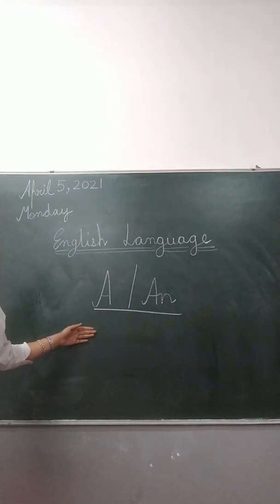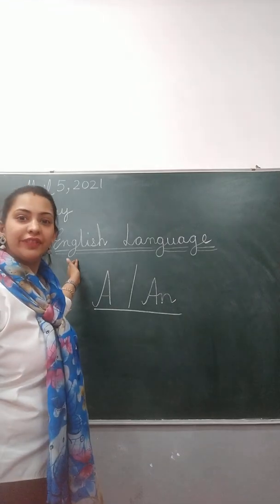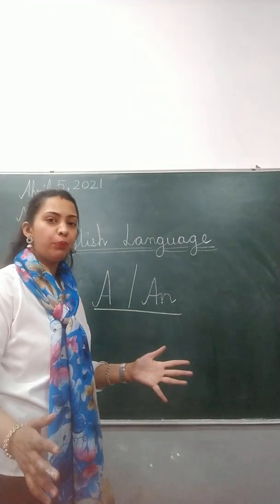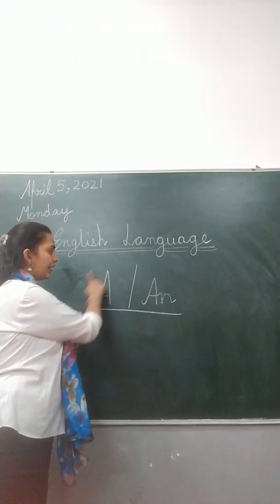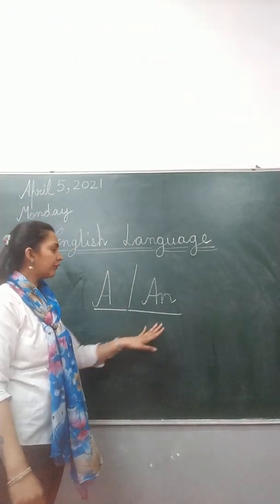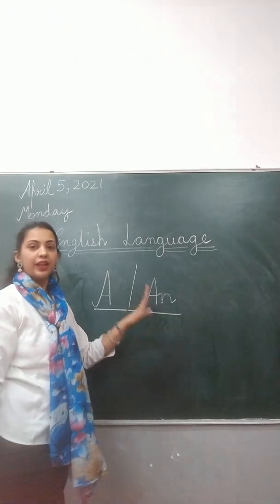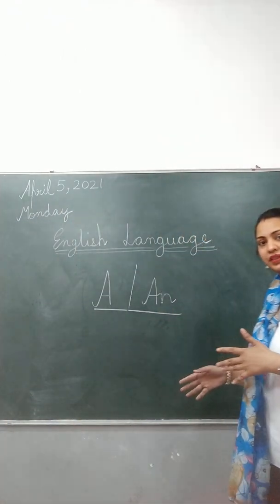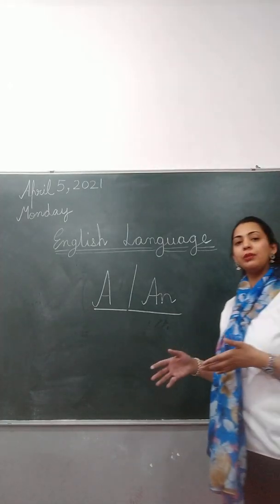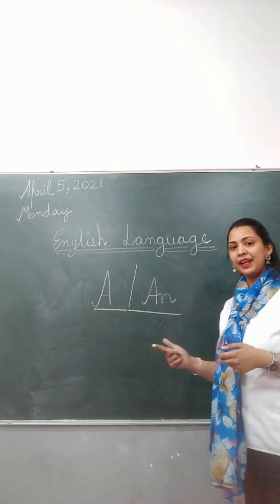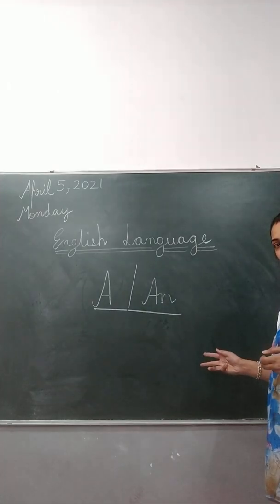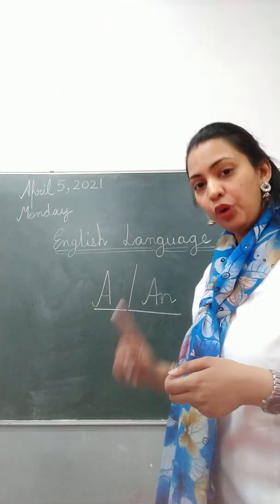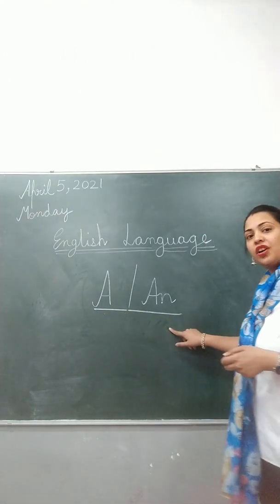In English language class today we will be discussing a or an. At what points do we use the word, the alphabet actually, a, and at what points do we use an? A or an we use basically before the naming words. The naming words can be a person, place, animal or thing. For the naming words which belong only to one, we use a or an.